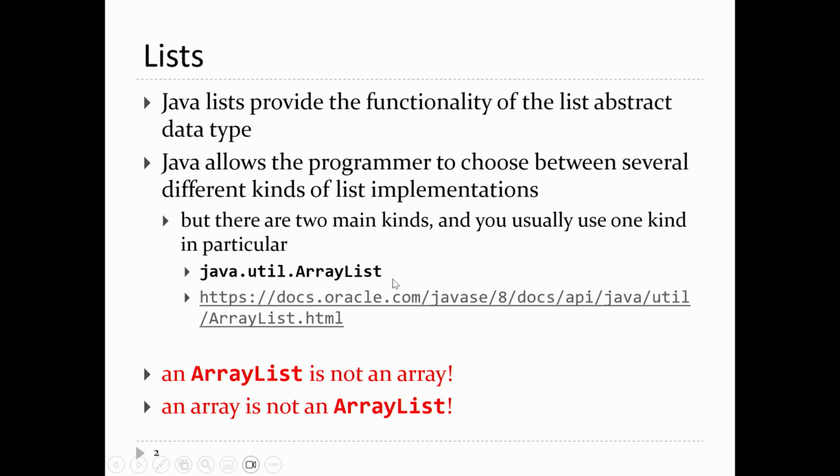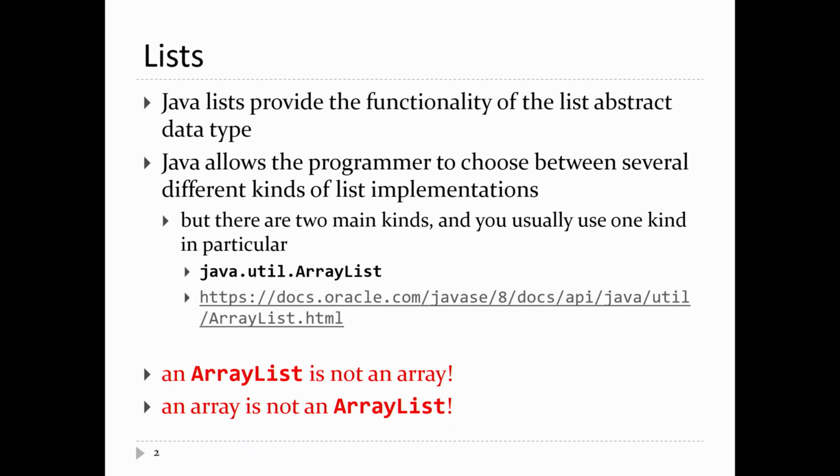The type that you normally want to use is the class called ArrayList, right? That's found in the package java.util. If you click on that link there, that'll take you to the documentation. Now, what you have to remember, especially if you're new to Java, is that this thing's called ArrayList, but it's not an array, right? Syntactically, it's very different. The behavior of an ArrayList is very different from an array. Similarly, an array is not an ArrayList. These two things are not really interchangeable.